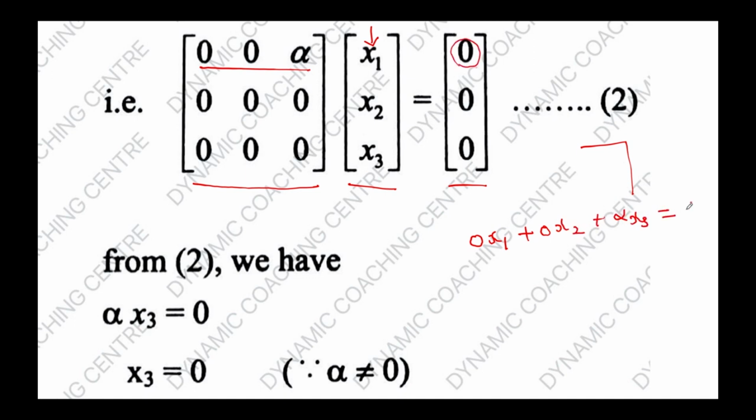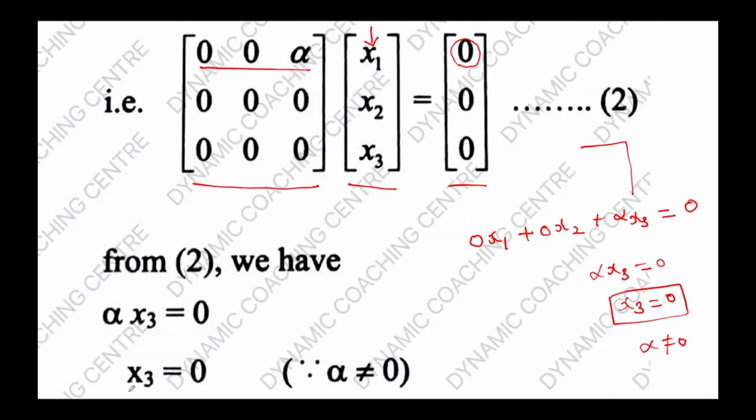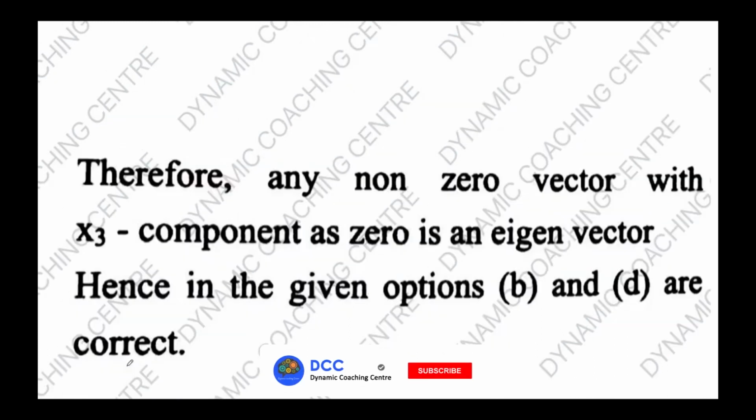Which is actually equal to 0. So alpha x3 is equal to 0, which means my x3 value is equal to 0, since it is clearly mentioned in the question that alpha is not equal to 0. So we have found that the x3 answer in the eigenvector is equal to 0.